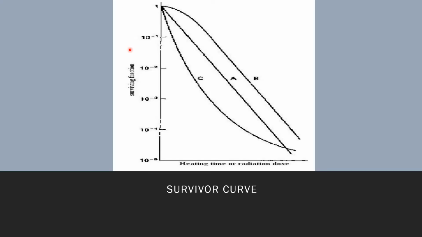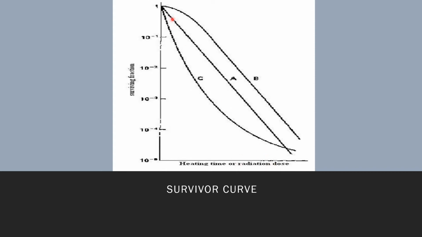So this particular survivor curve: when microorganisms are exposed to a killing process, the population of microorganisms loses viability. This can be represented graphically with a survivor curve. This is drawn as a plot of the log of the fraction surviving versus exposure time or the radiation dose.